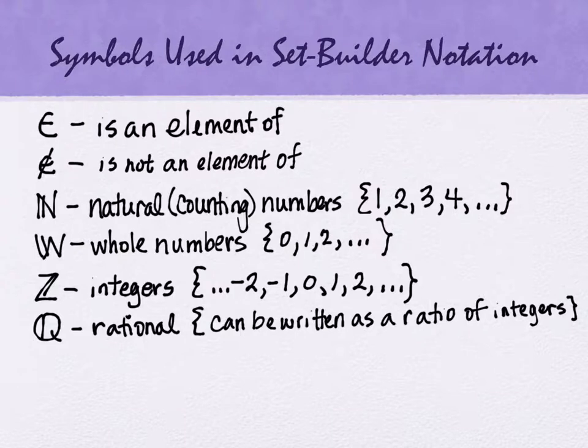Anybody have any idea why the letter Q might be being used? Okay, Q in this sense is standing for the word quotient. Quotient has to do with division. So when we talk about a ratio of integers, we're talking about dividing integers. So that's where the Q is coming from.